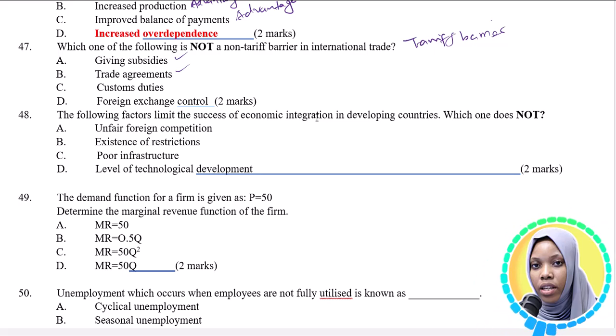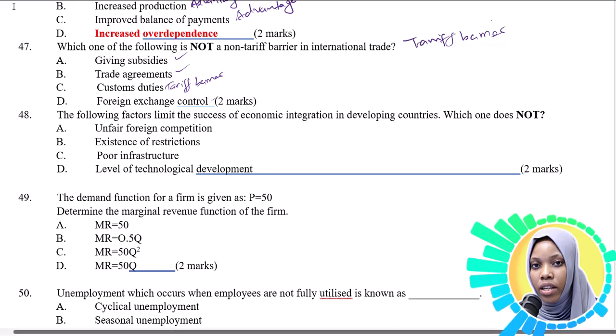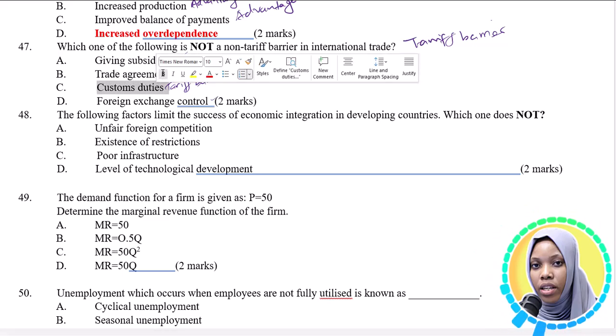Choice C is customs duties. This is a tariff barrier. And choice D, foreign exchange control. This is. So our answer here, that a tariff barrier is customs duties. Choice C is the answer. Tariff barriers, customs duties, one of the tariff barriers.